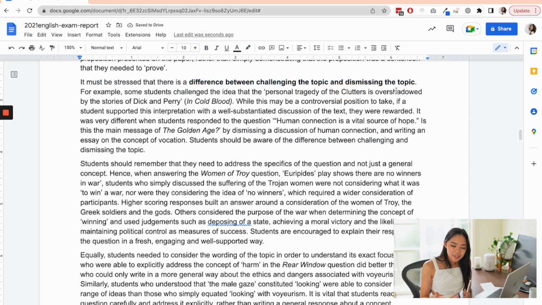When you challenge the prompt, you're challenging the idea that's there, and it's okay for you to take a controversial position. It doesn't matter if the examiner agrees with you or not, they're just there to assess your own analysis and interpretation and how well you back it up, which is this well-substantiated discussion part. But when you get a prompt asking you to talk about human connection, and then you go, actually, no, the book's not about human connection, it's about something else entirely, then that's you dismissing the prompt.